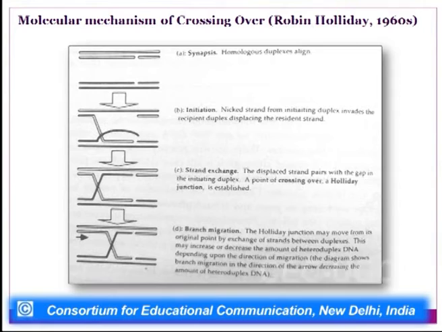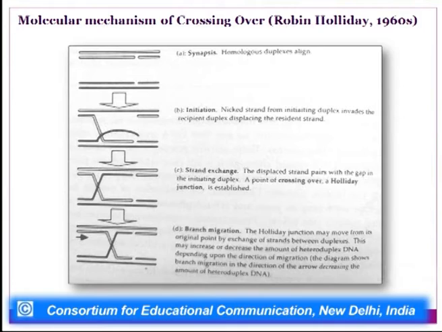Then occurs what is called the strand exchange. The displaced strand pairs with the gap in the initiating duplex, a point of crossing over, and a Holliday junction is established. So, there is a strand exchange that occurs, and then there is a branch migration. The Holliday junction may move from its original point by exchange of strands between duplexes. This may increase or decrease the amount of heteroduplex DNA depending upon the direction of migration.